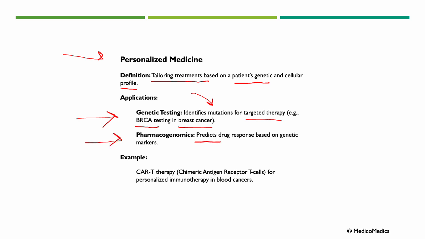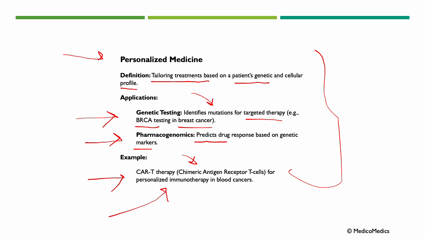Pharmacogenomics, where we predict drug response based on genetic markers. Example, CAR T therapy, chimeric antigen receptor T cells for personalized immunotherapy in, for example, blood cancers. So personalized medicine is like designing a custom suit. It fits the unique needs of each patient.